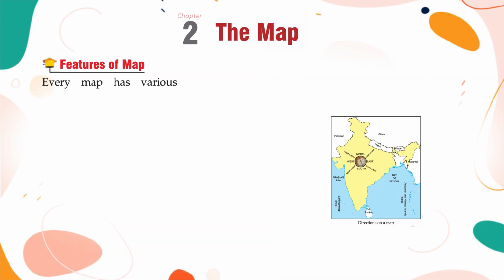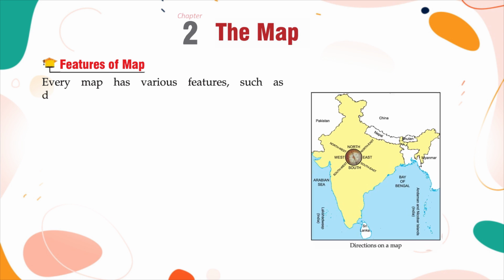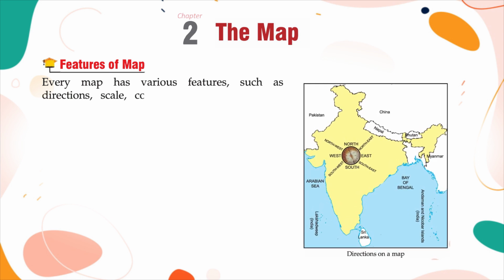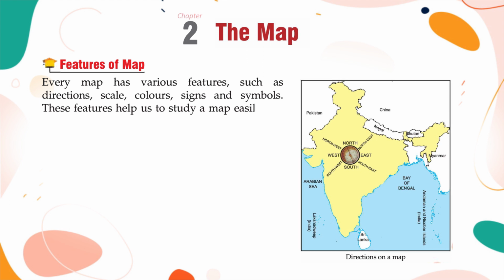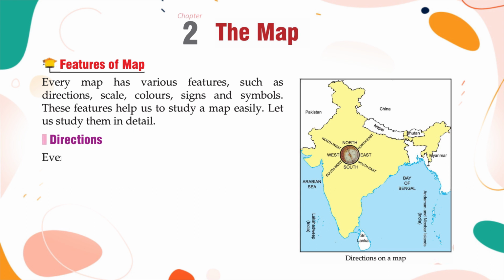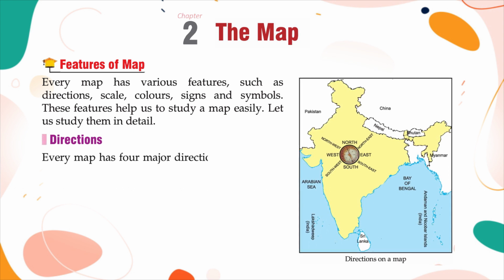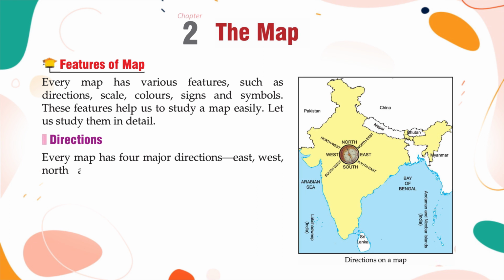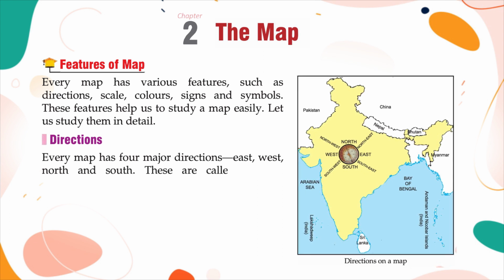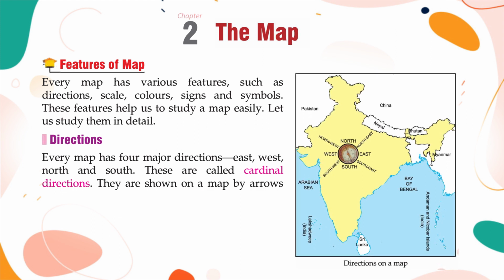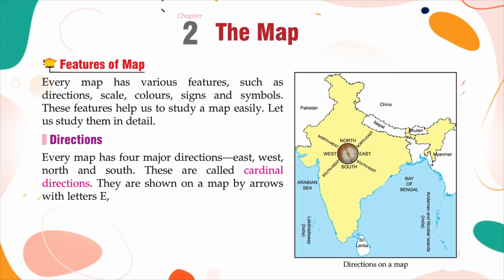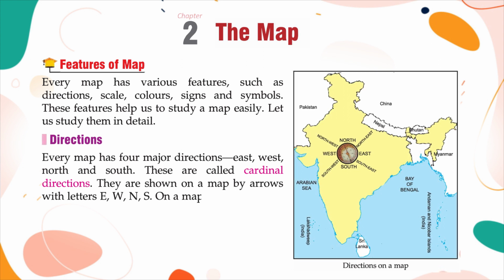Features of a map. Every map has various features such as directions, scale, colors, signs, and symbols. These features help us to study a map easily. Let us study them in detail. Directions. Every map has 4 major directions: east, west, north, and south. These are called cardinal directions. They are shown on a map by arrows with letters E, W, N, S.